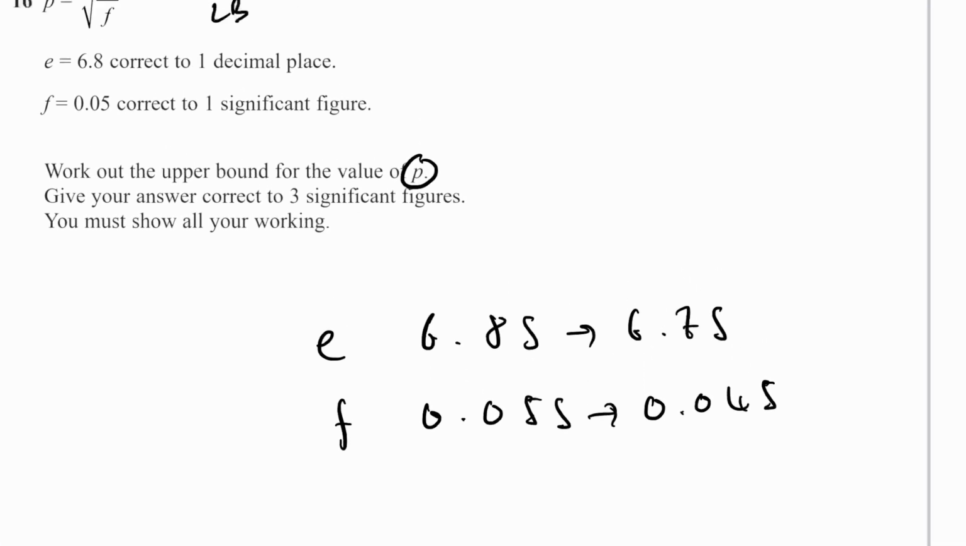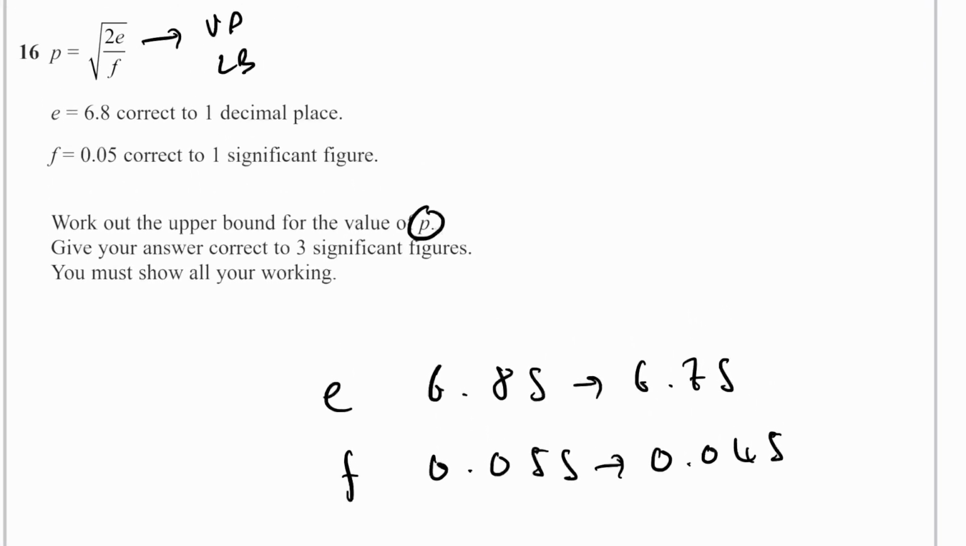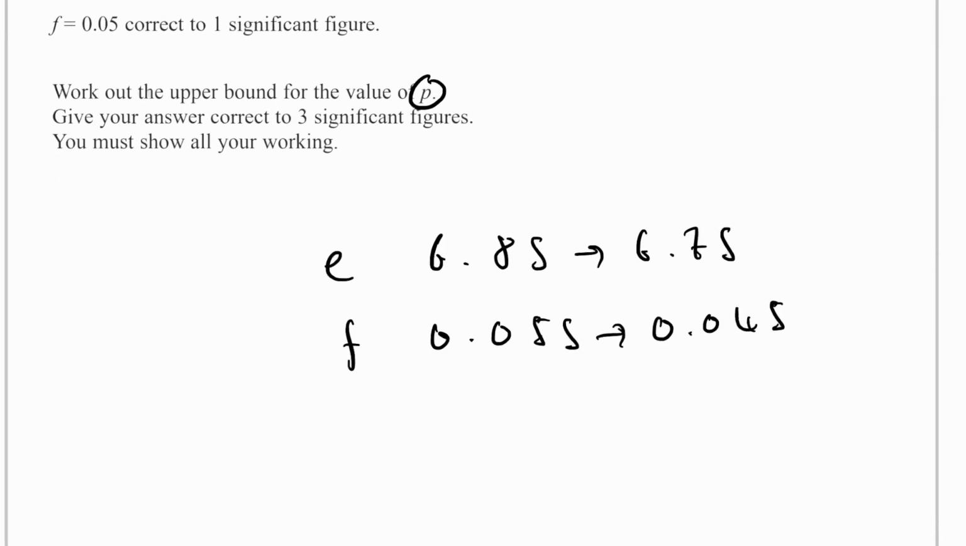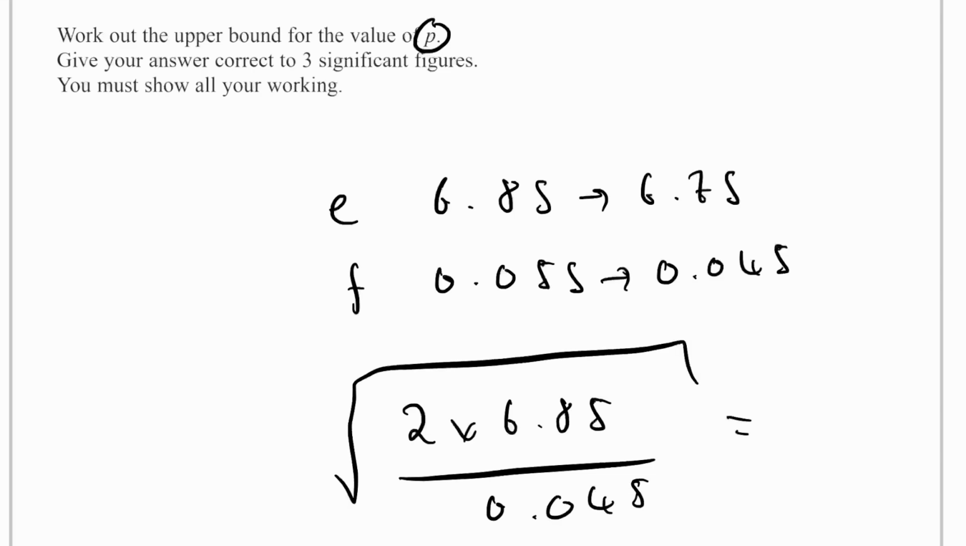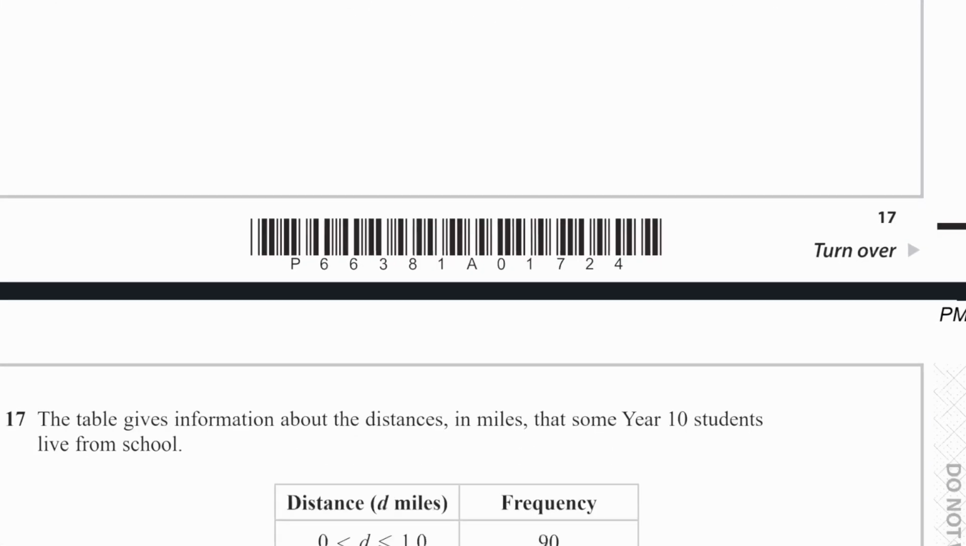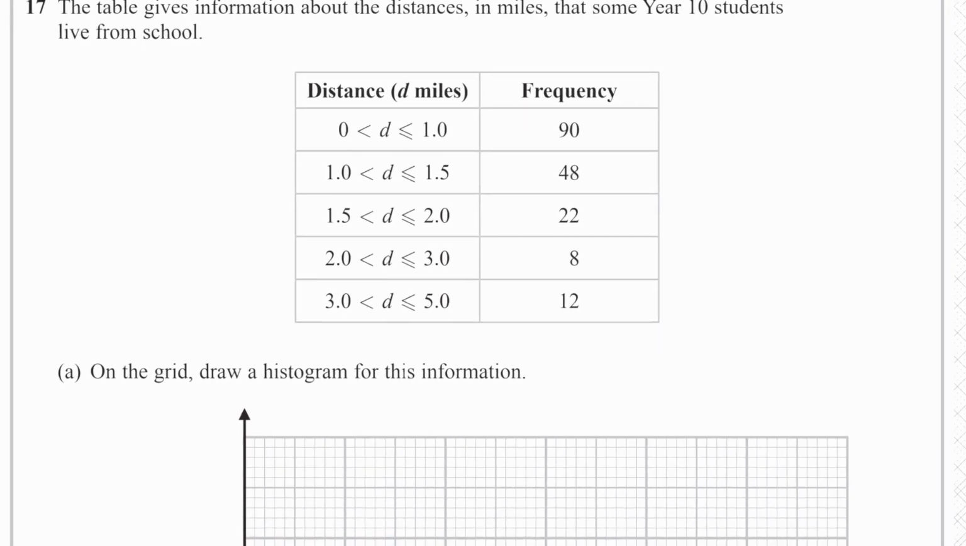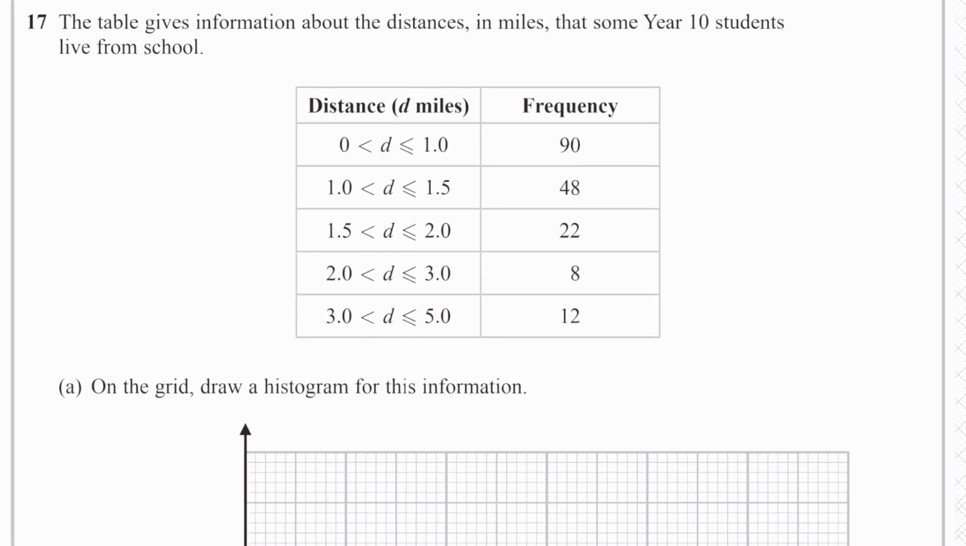And then we already figured out that we want the upper bound over the lower bound, so the upper bound over the lower bound. So you do 2e, which is going to be 2 times the upper bound of e, so 6.85, divided by f, which is the lower bound of f, 0.045, and square root all of that. And if you put that into your calculator, you should get 17.42 to 3 significant figures.